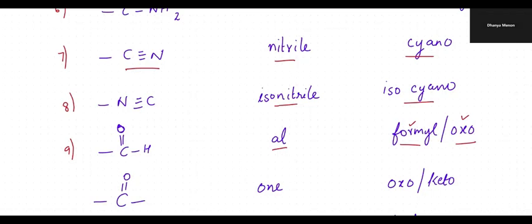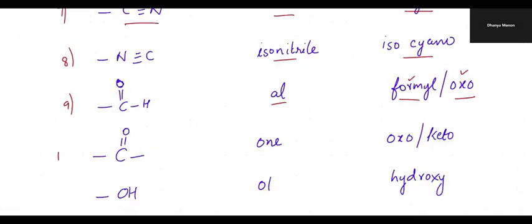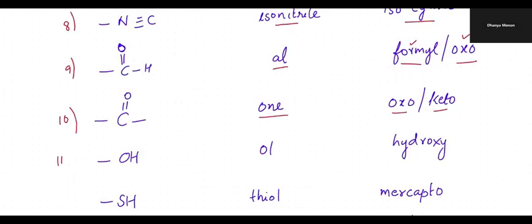The next one is ketone. The suffix we use is one, and the prefix we can use oxo or keto. Any one of them we can use. Okay. The next one is alcohol, OL. The suffix is ol and the prefix is hydroxy. We discussed in one of the questions before, one example in the video.